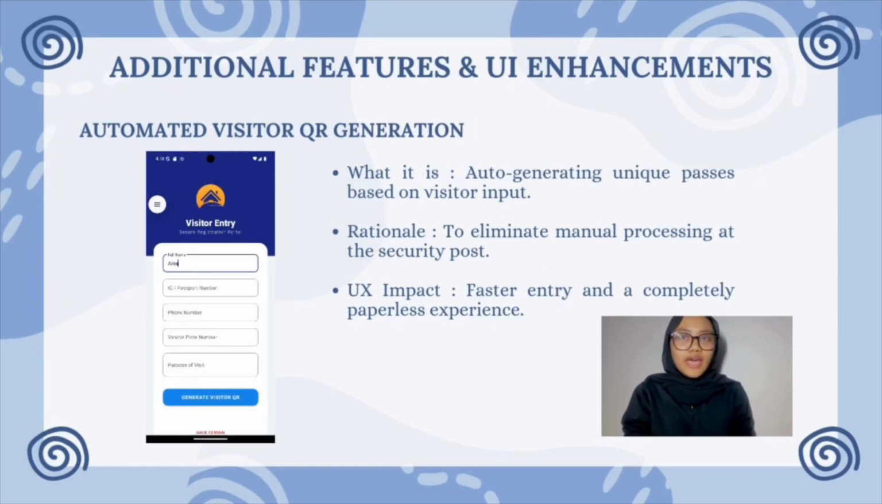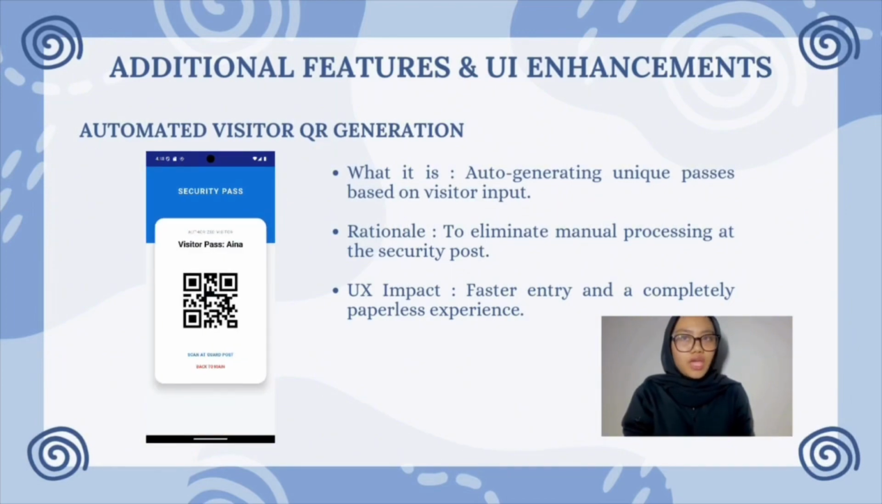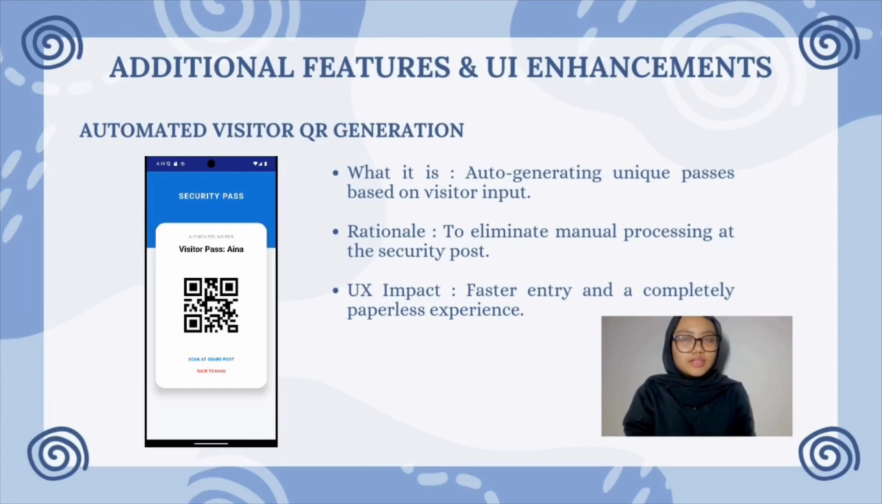Finally, let's look at the automated QR generation. The visitor enters their details, such as their plate number and the purpose of the visit. With one click, the system will generate their pass. This is the ultimate UX enhancement, turning a tedious manual process into a 30-second digital interaction. Everything you see here is synced instantly to the guard system, ensuring a seamless flow from the visitor's phone to the security gate. So that's all from me.